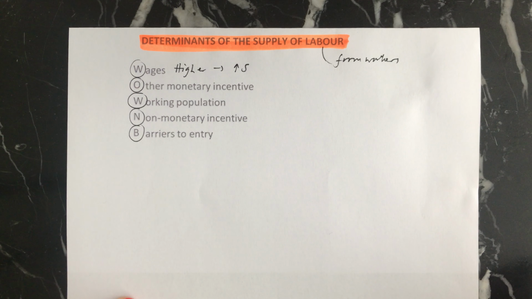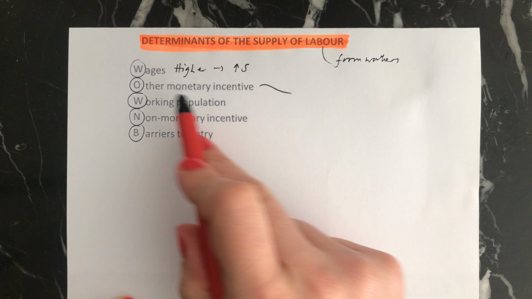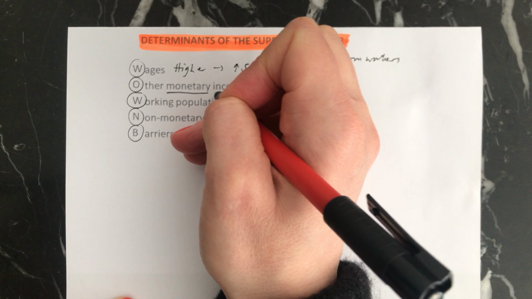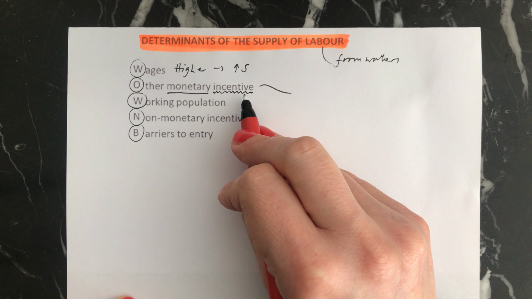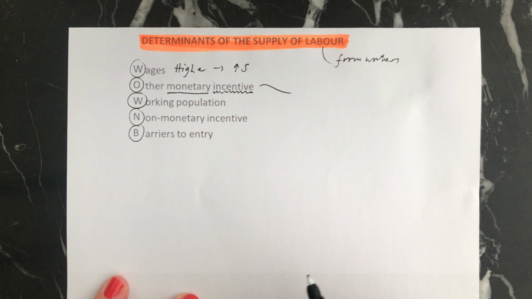The second one, other monetary incentives. This isn't the wage that you're being paid, but it's another way in which money is giving you an incentive, or it's pushing you. That means really it's drawing you towards it. That would make you want to supply your labour.